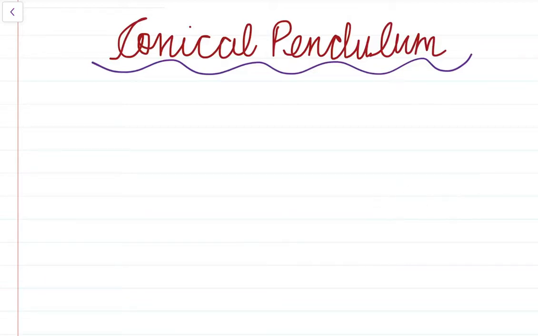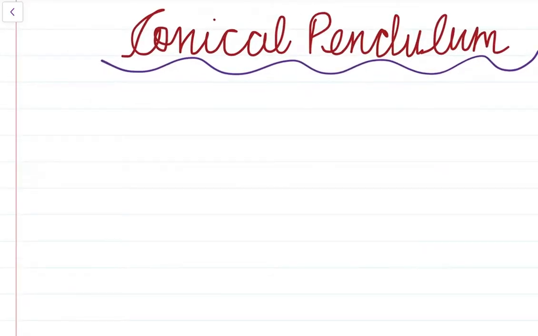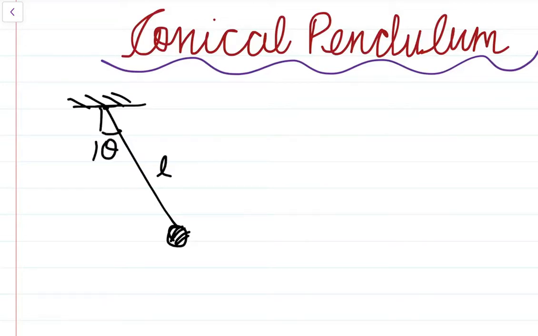So in this conical pendulum we can apply some very basic mathematics, and we can calculate the speed of the bob, the tension in the string, and the time taken to move in one circle, etc. So let the length be L and this angle be theta with the vertical.